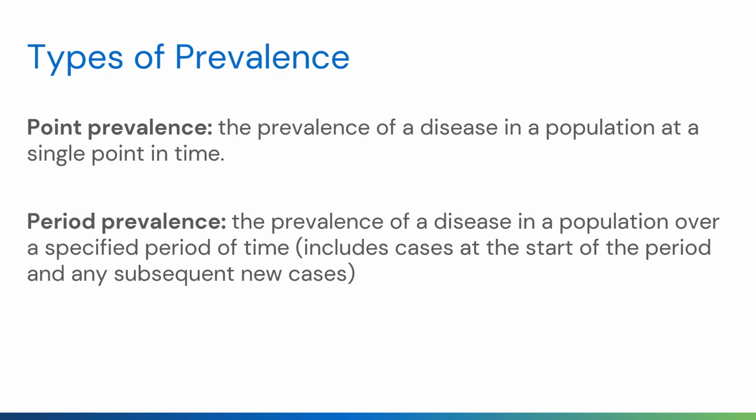But period prevalence is the prevalence of a disease in a population over a specified period of time that includes cases at the start of the period and any subsequent new cases. So this could, for example, we see on a lot of the COVID-19 trackers, the average 7-day, not the average 7-day cases, that's incidence, but if you look at the overall in 2020, when the year is over, you can actually calculate the prevalence of COVID in the population over the entire year, as opposed to saying on a given day what the prevalence is.